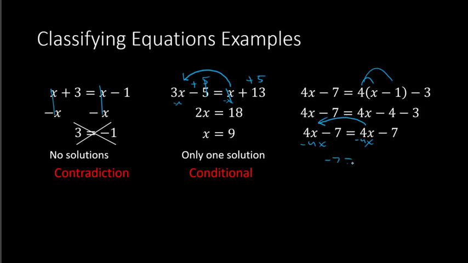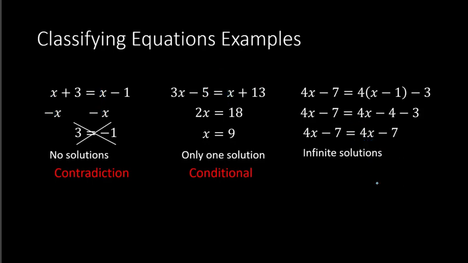And now we have negative 7 equals negative 7. So here we have a true statement, and what this means is that we have an infinite number of solutions. So infinite number of solutions, and this would be called an identity. All right, so these are the three different scenarios you could come across when solving a linear equation.